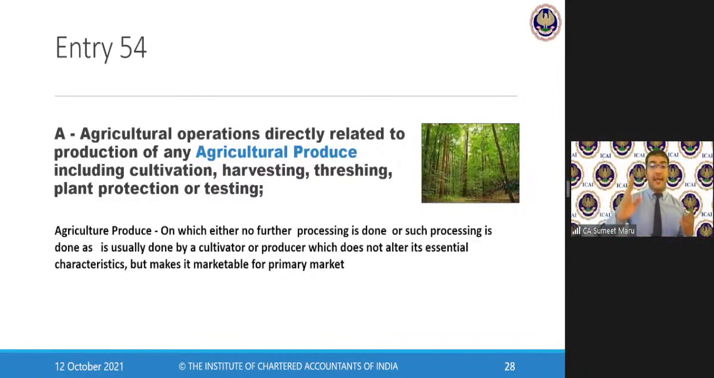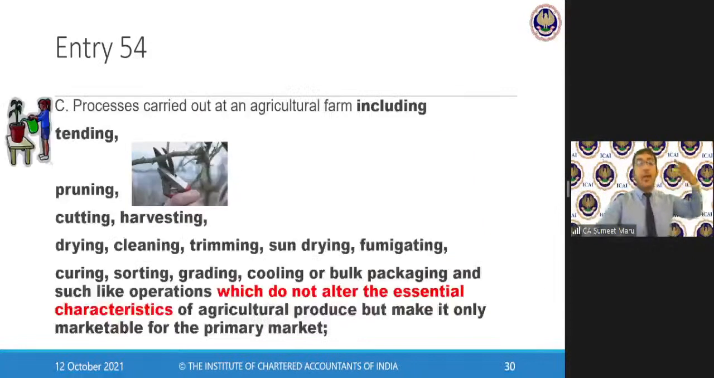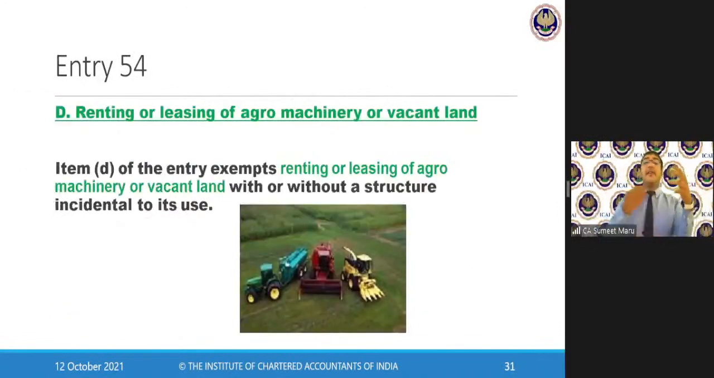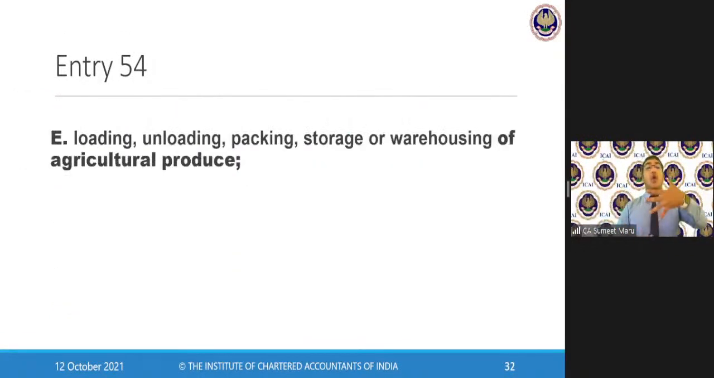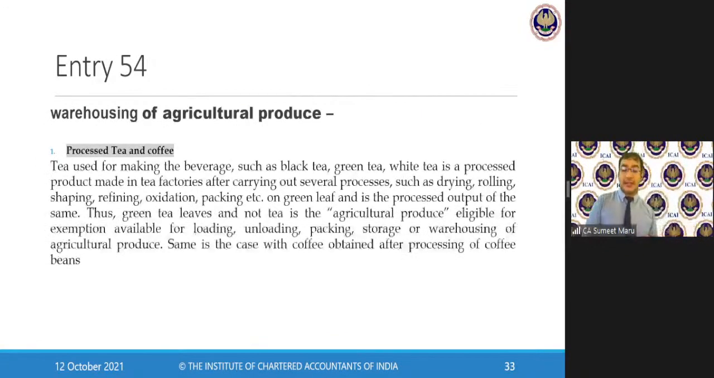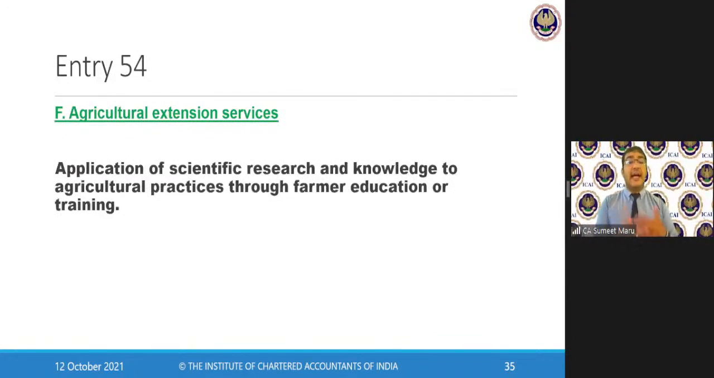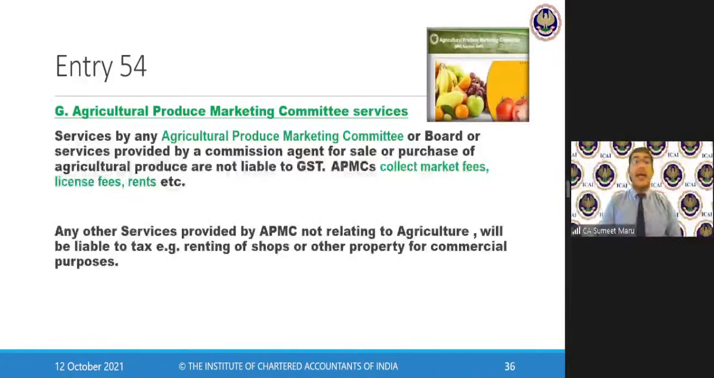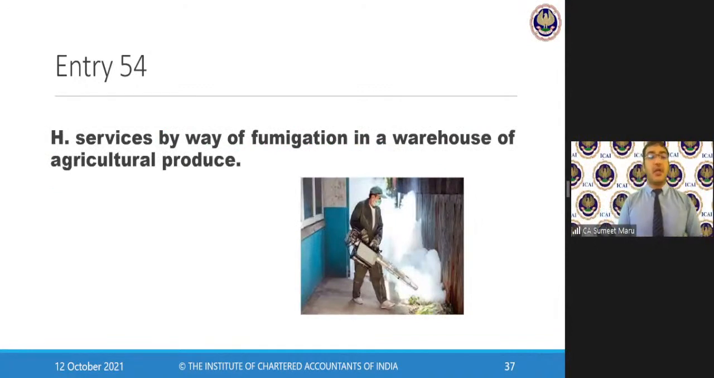What is agriculture produce? You know well enough: if there is no further processing, or further processing is done without changing essential characteristics, and it is fit to sell in the primary market. Second, supply of farm labor. Third, the different kinds of processes you carry out on the farm itself: tending, curing, cutting, harvesting, drying, cleaning, trimming, sun drying, fumigation, etc. Fourth, renting or leasing of agro machinery or vacant land. Fifth, loading, unloading, packaging, storing of agriculture produce. Sixth, agriculture extension services, like giving education to farmers. Seventh, APMC services relating to agriculture produce; if it is for rent, it will be taxable. And the last one, fumigation of the warehouses of agriculture produce. Then the exemption is given to you.